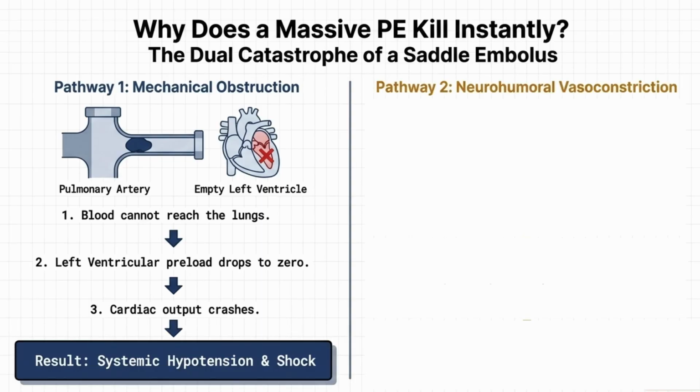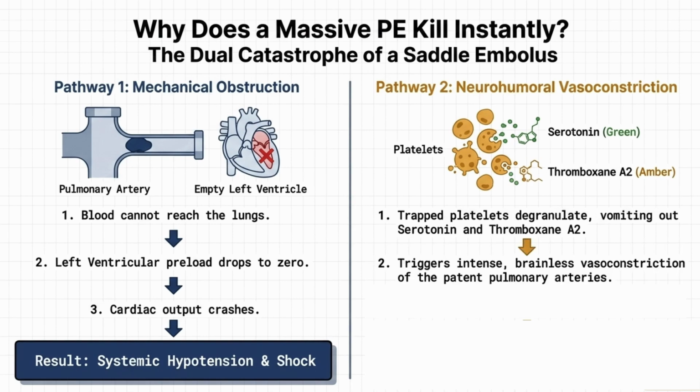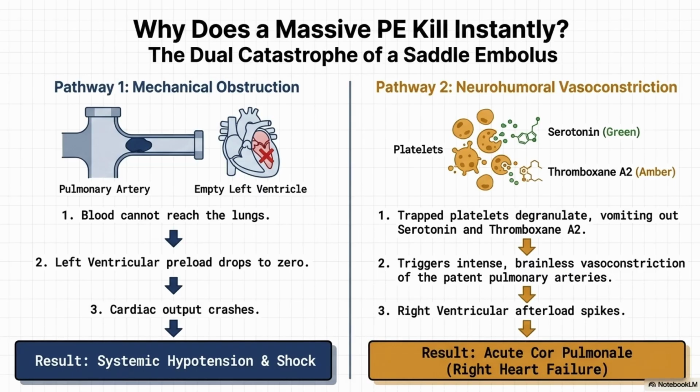Now let's look at pathway 2, neurohumoral vasoconstriction. The trapped platelets degranulate, vomiting out serotonin and thromboxane A2. This triggers intense vasoconstriction of the patent pulmonary arteries. Because of this, the right ventricular afterload spikes. The result is acute cor pulmonale or right heart failure.